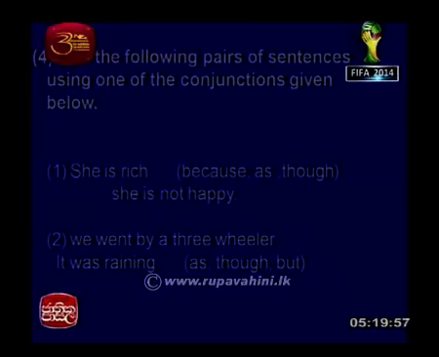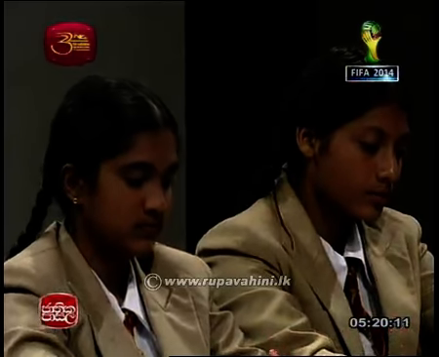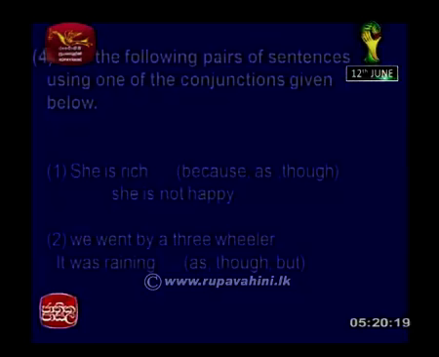Yes, will you try? Yes, make an attempt. You try to form this. We went by a 3-wheeler as it was raining. As, the reason is given. Why did we go by a 3-wheeler? As it was raining. So the answer is, we went by a 3-wheeler as it was raining.